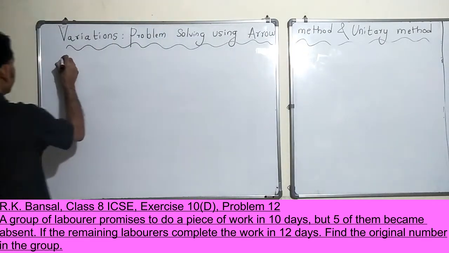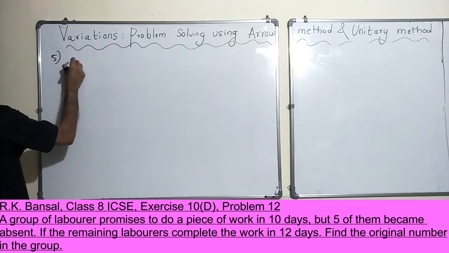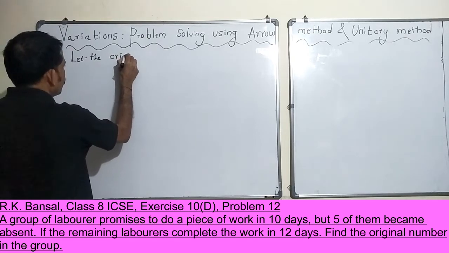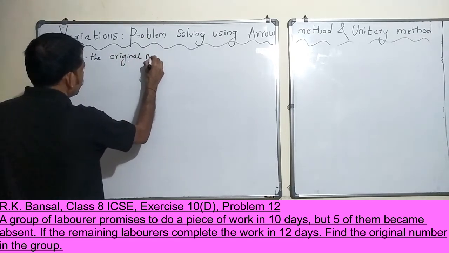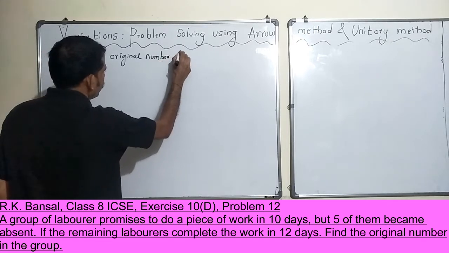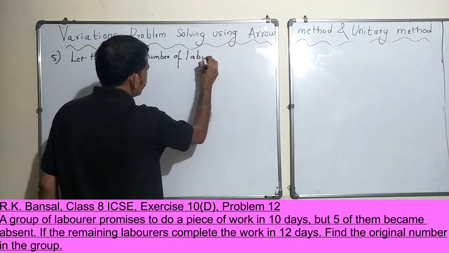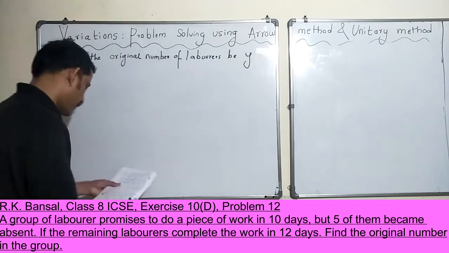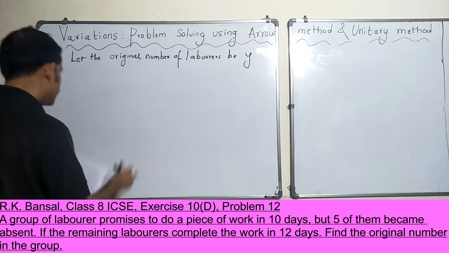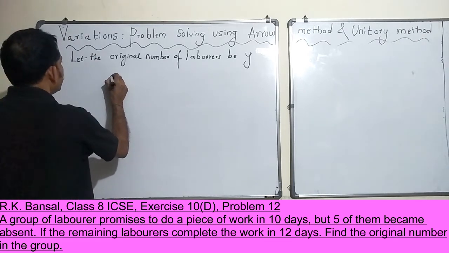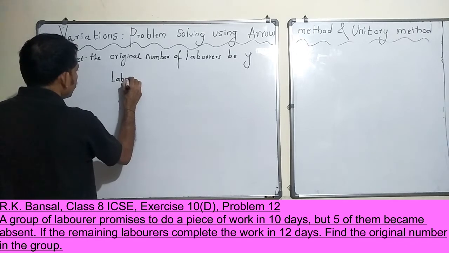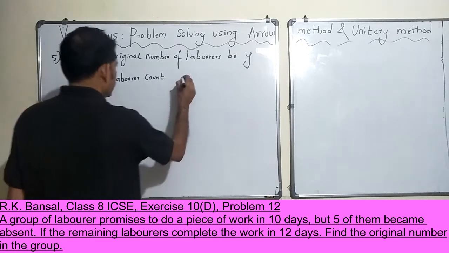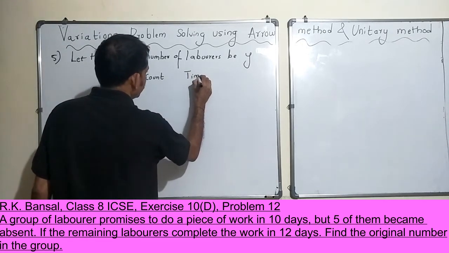Okay, let me start by saying let the original number of laborers be y. So there are y laborers. Okay, so now let me draw laborer count and time in days, okay, to complete.